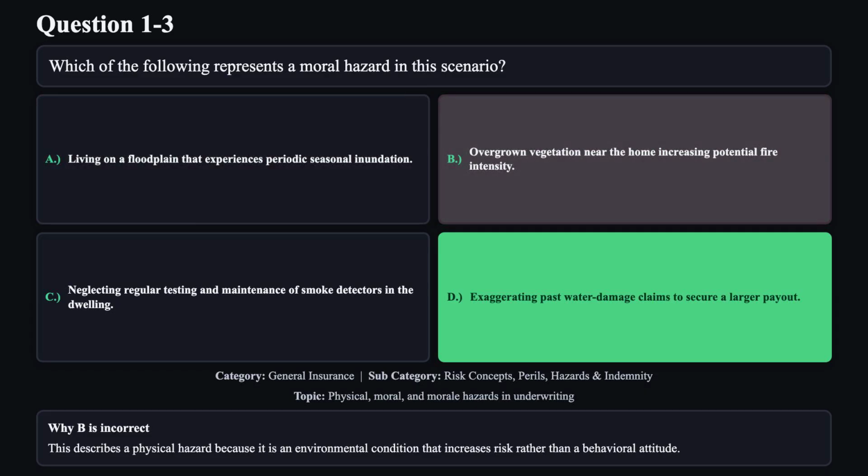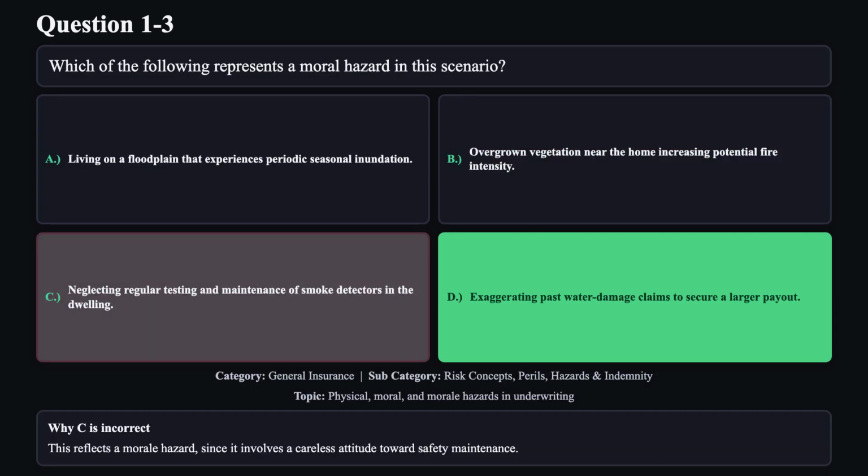Reason B is not correct. This describes a physical hazard because it is an environmental condition that increases risk rather than a behavioral attitude. Reason C is not correct. This reflects a morale hazard since it involves a careless attitude towards safety maintenance.